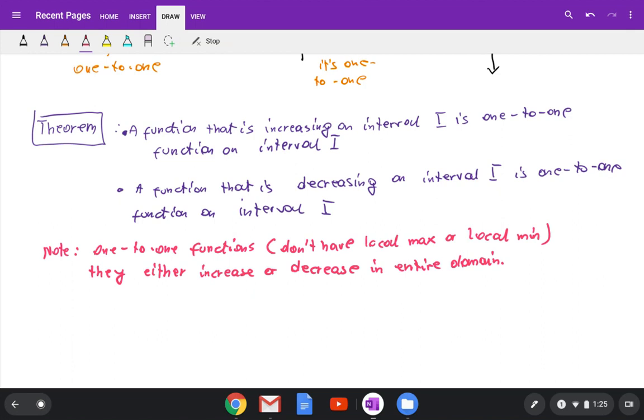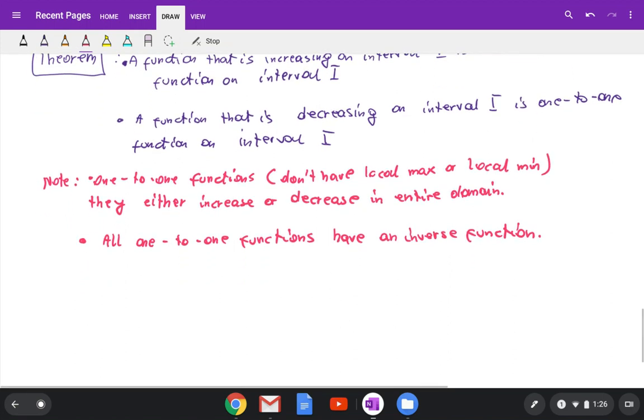Another important note about one-to-one: for all one-to-one functions, you can always find the inverse function. So all one-to-one functions have an inverse function. Okay, so that's it for the information.